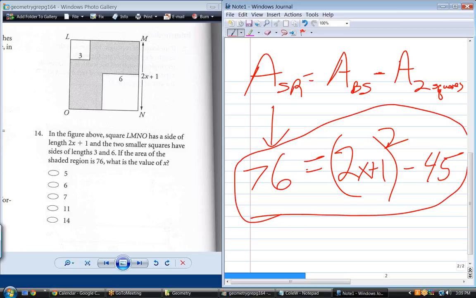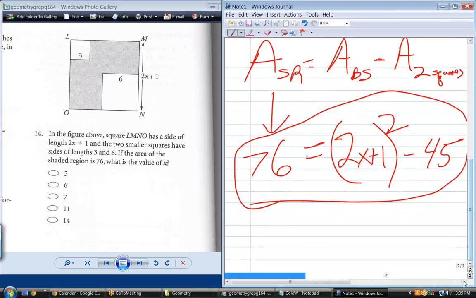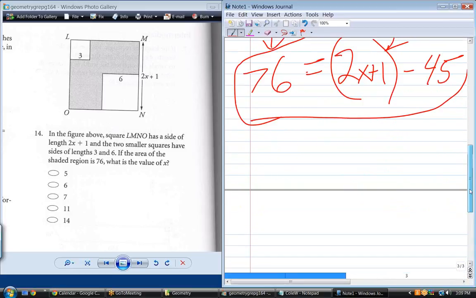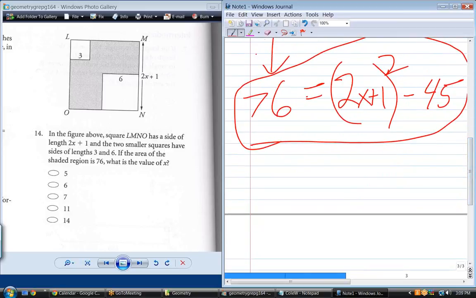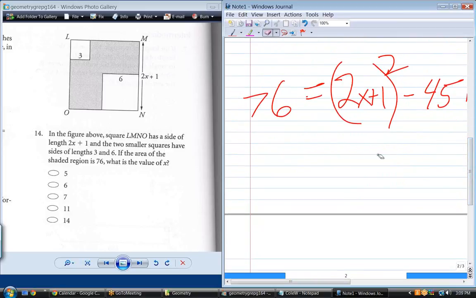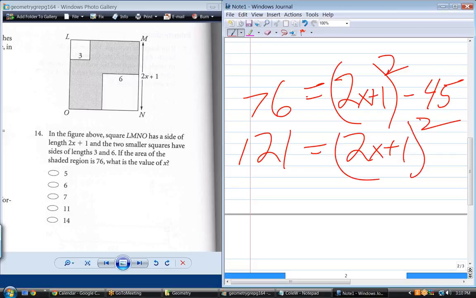Well, I can solve that. It's one equation and only one variable. And the problem says, what is x? So I have to solve this for x. Well, now let's talk about the best way to solve this. Now we're back to algebra. If I said solve that equation, what would step 1 be? Add the 45. Okay. What would the next step be? Square root each side. There you go.